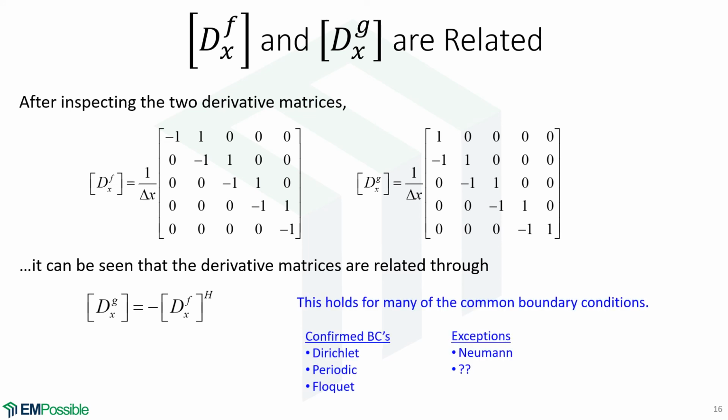Now, this does not work for all boundary conditions. It does work for Dirichlet boundary conditions, periodic, something called Floquet, which is another type of periodic boundary condition where we have to account for phase across the grid. Things I know that it doesn't work for: Neumann boundary conditions. And there's probably other boundary conditions that this does not work for. So be cautious, but if you can exploit this, we can calculate one derivative matrix from the other. And oh boy, does that simplify the code. And I love that aspect of staggered grids.